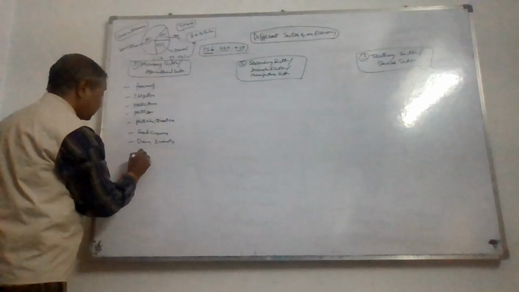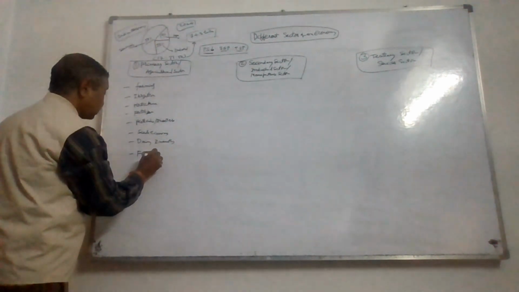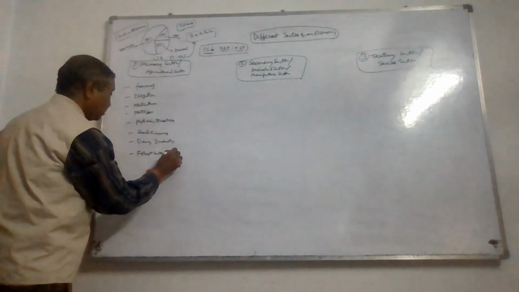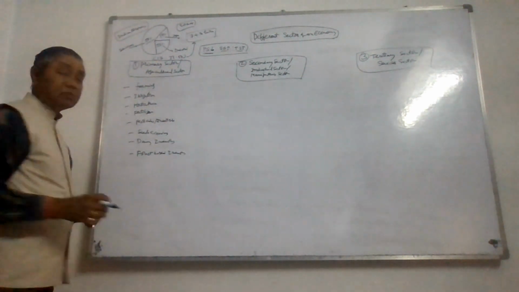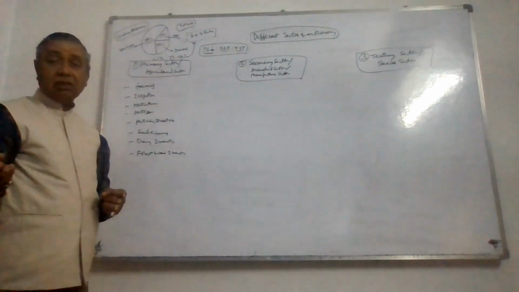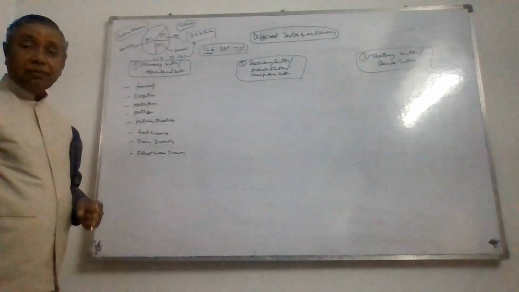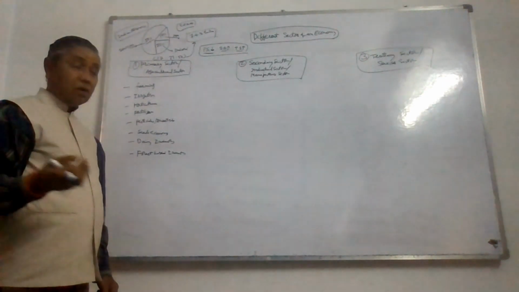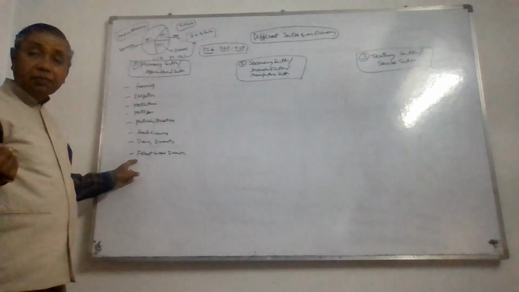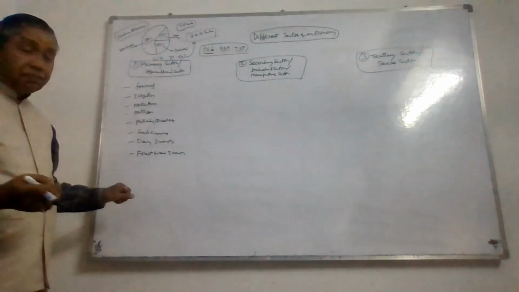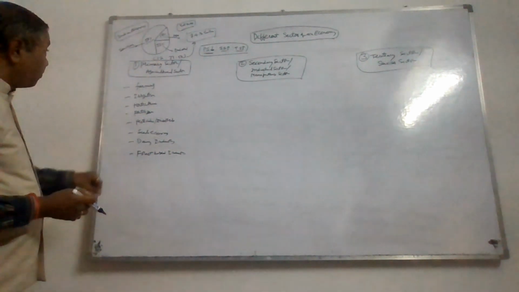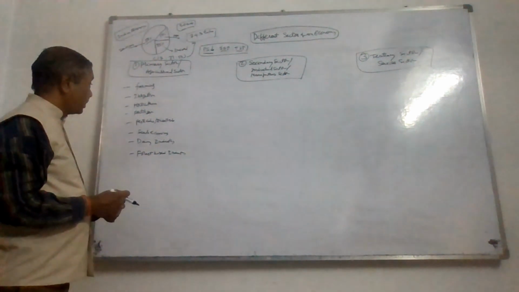Next, forest-based industries, forest products. Forest-based industries means tamarind will come, gums and these kinds of products. Herbal products will be there. They are all derived from forests, right? Dairy industry, all these things are part of the primary sector or agricultural sector.